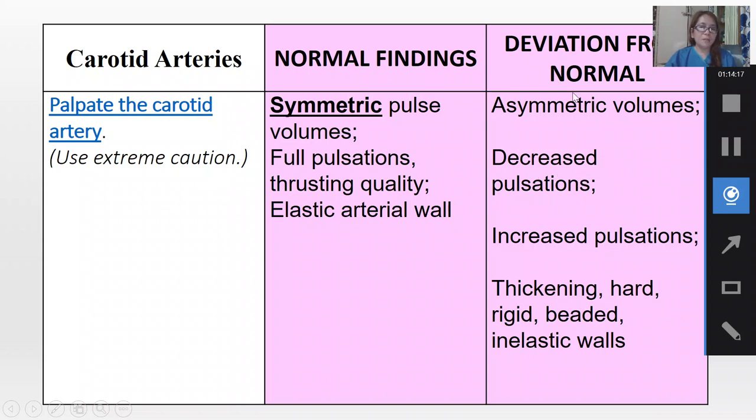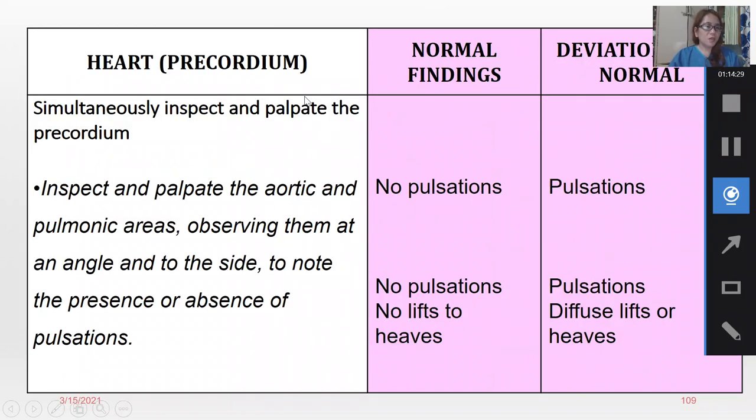And then, kapag may problem, may asymmetric volume, may decreased pulsations, or increased yung pulsations niya, there is thickening, hard, rigid, beaded, inelastic walls. Okay. Simultaneously, inspect and palpate the precordium.